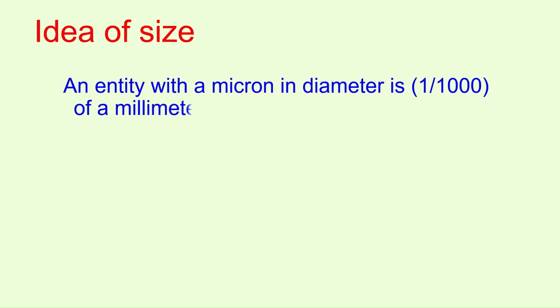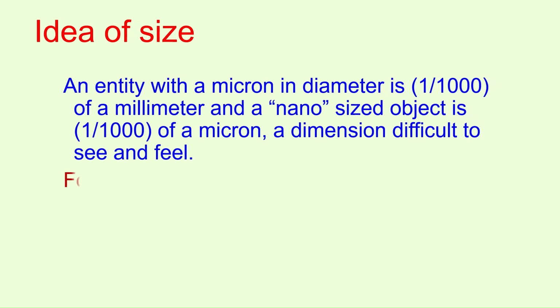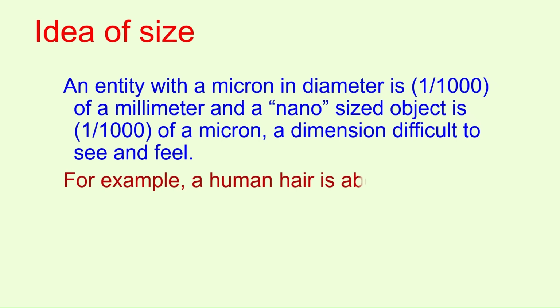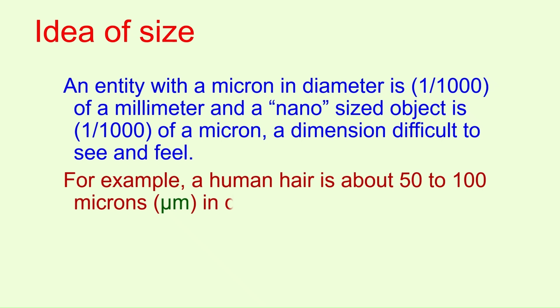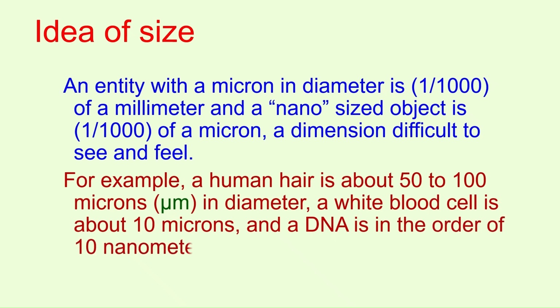To give you the idea of size, an entity with a micron in diameter, that is, 1 divided by 1,000 of a millimeter, and a nano-sized object is 1 divided by 1,000 of a micron. A dimension difficult to see and feel. For example, a human hair is about 50 to 100 microns, or micrometers, in diameter. A white blood cell is about 10 microns, and a DNA is in the order of 10 nanometers.